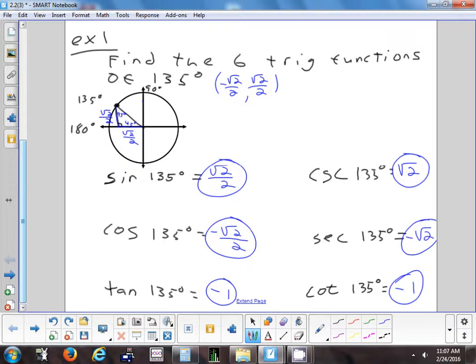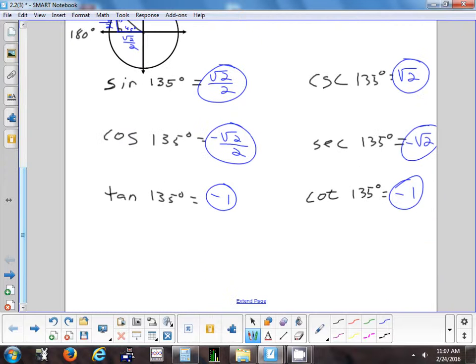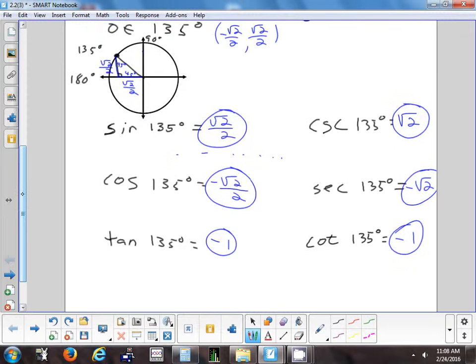Question on that one? Did you do the tangent one more time? The tangent? Yeah. So the tangent, basically just imagine dividing sine by cosine. Okay, divide y by x. Since we're dividing two things that are the same, except one of them's negative, the answer is negative 1. It's kind of like dividing two things that are the same, except make one of them negative. Okay, negative 1. Any questions on that one?